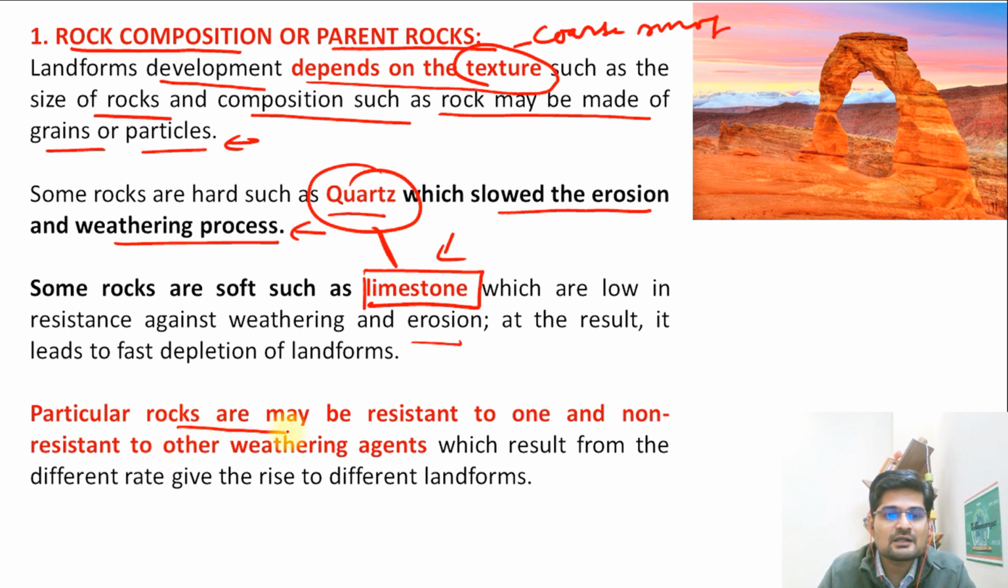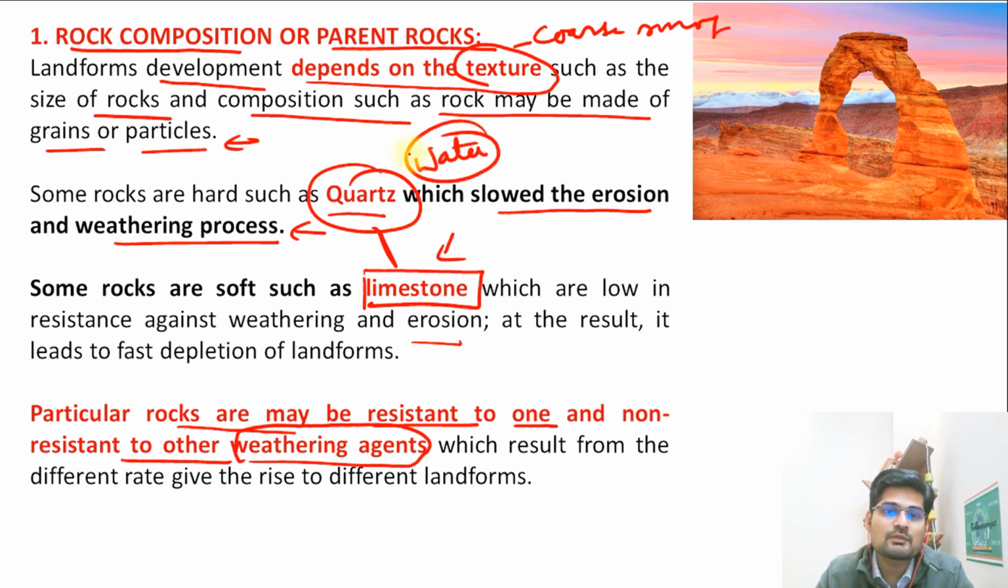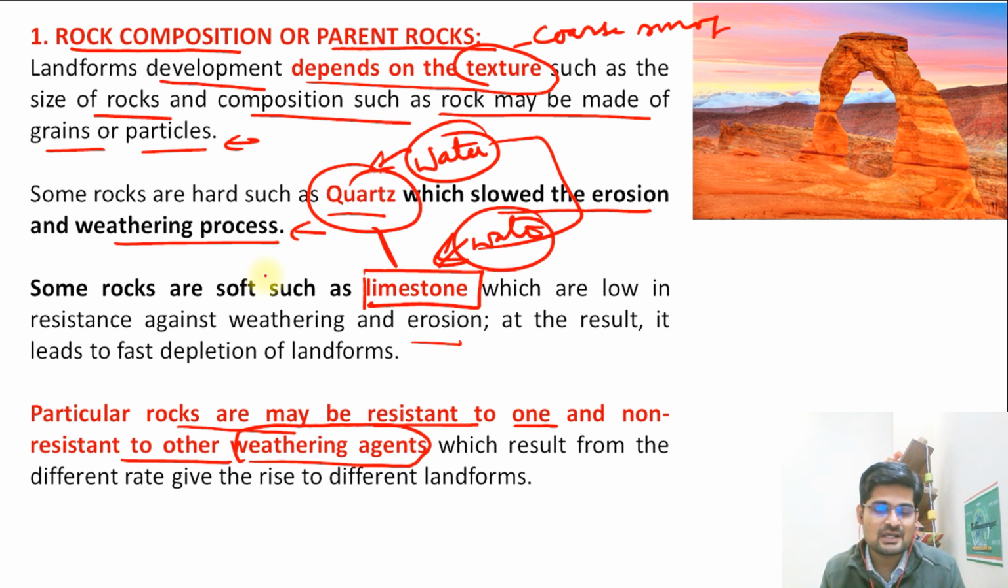So particular rocks are resistant to one and non-resistant to the other weathering agent. Remember, it may be resistant to one weathering agent. If the weathering agent is water, it may be resistant to water, but another rock may not be resistant to water. So this is where there are differences on the basis of composition, and that's how rocks of different composition will have different shapes, right? So that is important to remember.